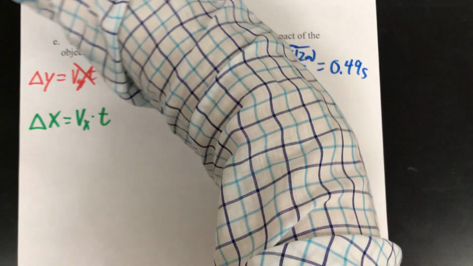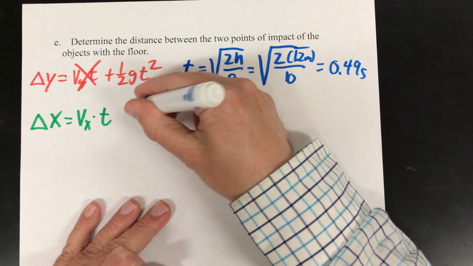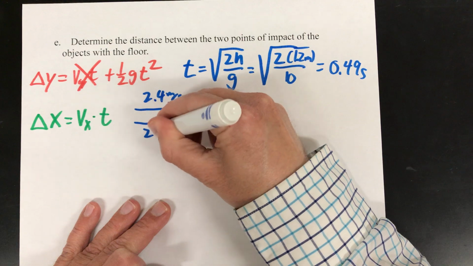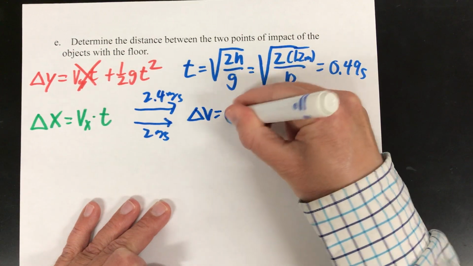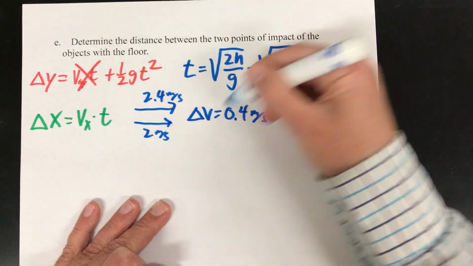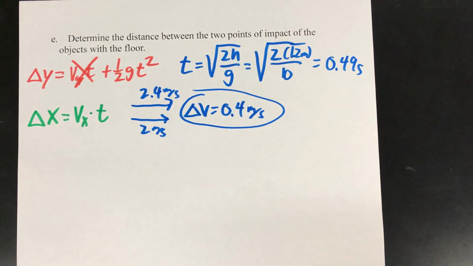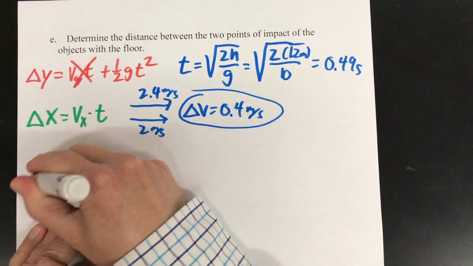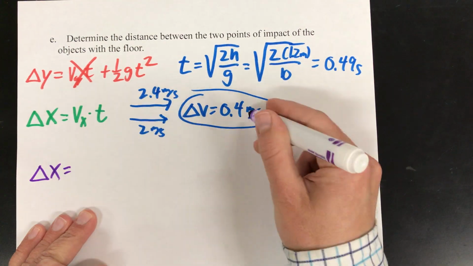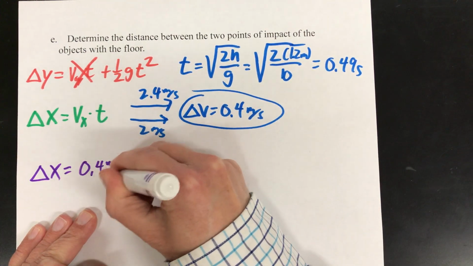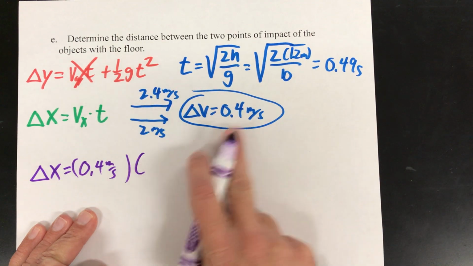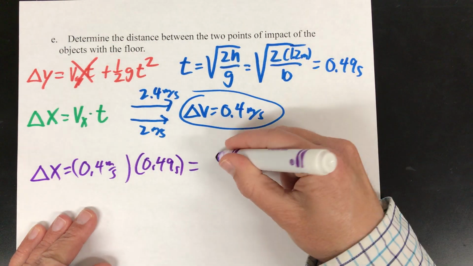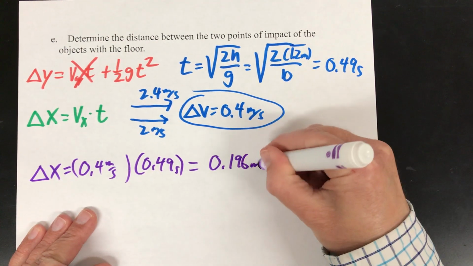Or if you want to look at it this way, one of them here is going 2.4 to the side, 2.4 meters per second. The other one is going 2 meters per second. So that difference in velocity there is simply 0.4 meters per second. That relative difference is all that matters. So we can actually plug that in for our velocity here and solve it that way. So this difference in distance here will be our velocity, a difference of 0.4 meters per second. And how long do we have to have that difference? 0.49 seconds before we hit the ground. So when you multiply those two out, you get 0.196 meters.